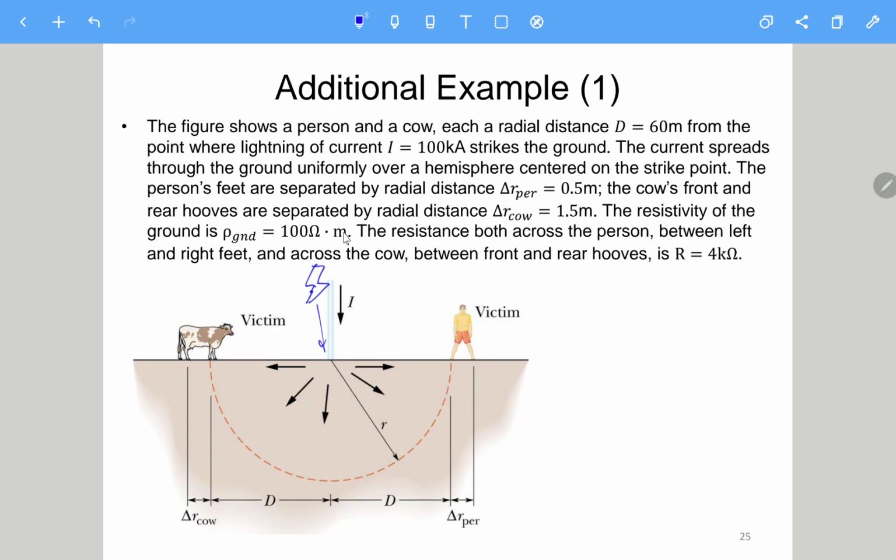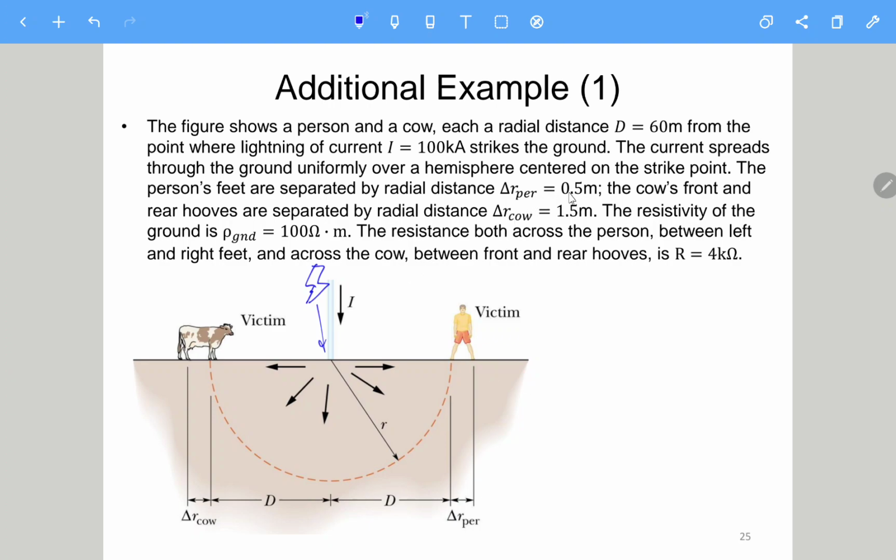Okay, so the current I is 100 kA, kilo ampere, striking the ground. So the current spreads through the ground uniformly over a hemisphere, 就是半球形. Okay, so it spreads out in different directions. Centered on the strike point, the person's feet are separated by a radial distance, delta R person.